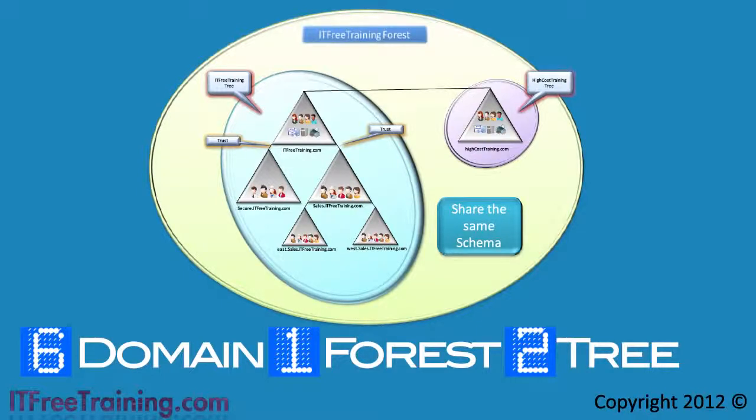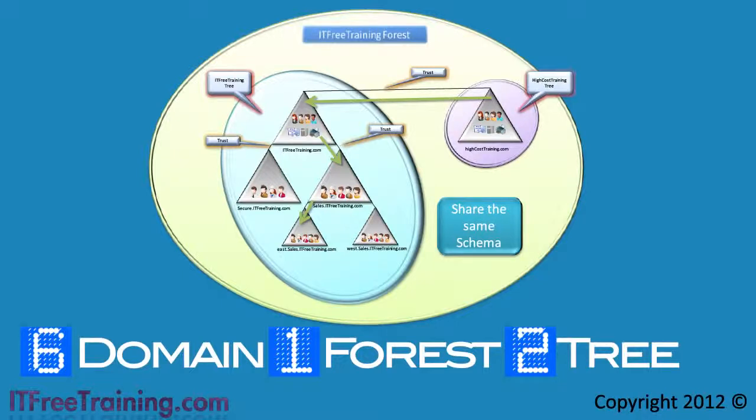The advantage of having a forest is that all domains in the forest also have trust relationships generated automatically. As shown here, a user in High Cost Training could access a resource in east.itfreetraining.com. The trust relationship is automatically created between parent and child domains and between trees in the forest. Assuming the user in High Cost Training has access, they can access any resource in any domain in the forest. This brings up the question, how does one find items in the forest?